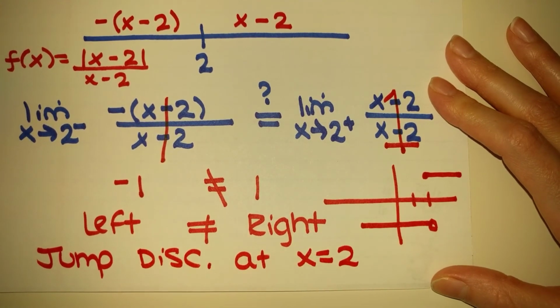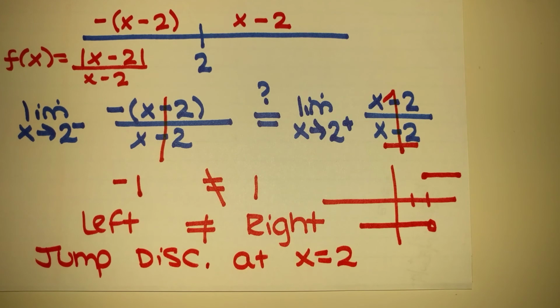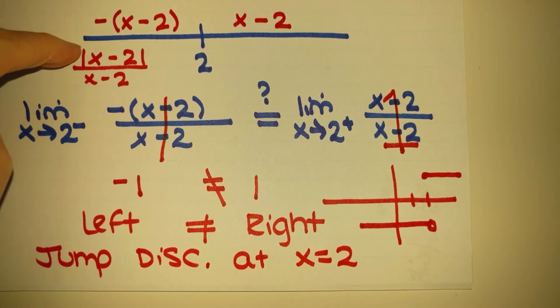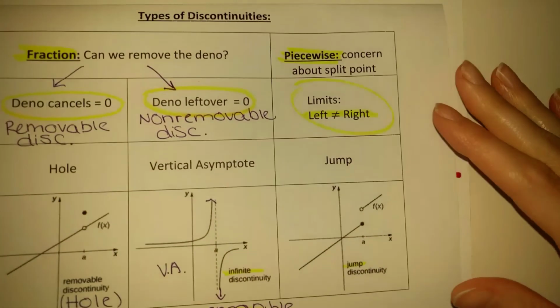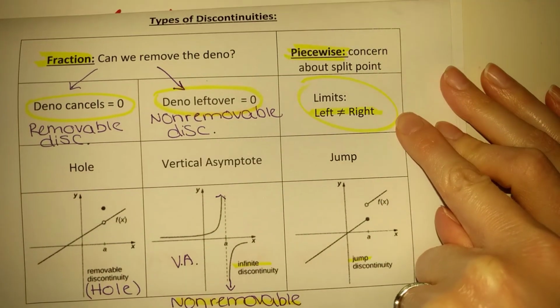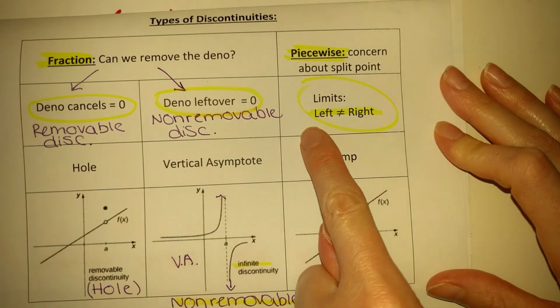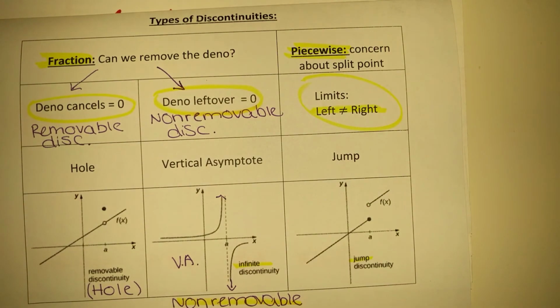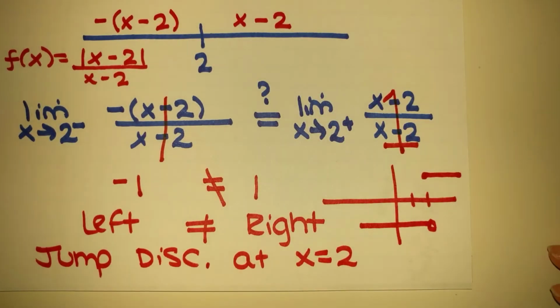Okay, so with this question, it comes out at the beginning as just a fraction, but when you actually dive in there and look at the piecewise function that is involved in this absolute value, you're really dealing with a piecewise function. And remember from our little chart over here, when we're dealing with a piecewise function, we have to look at the left-hand and the right-hand limit, and if they're not equal, then that means we have a jump in the graph.